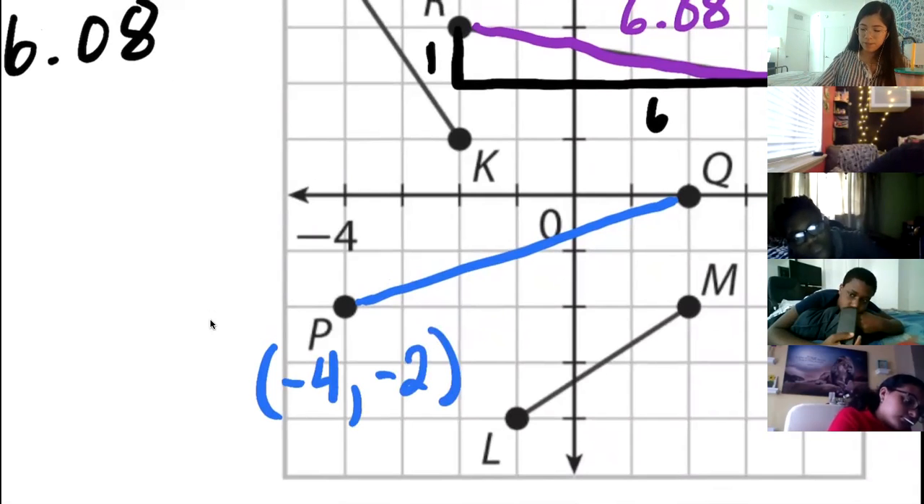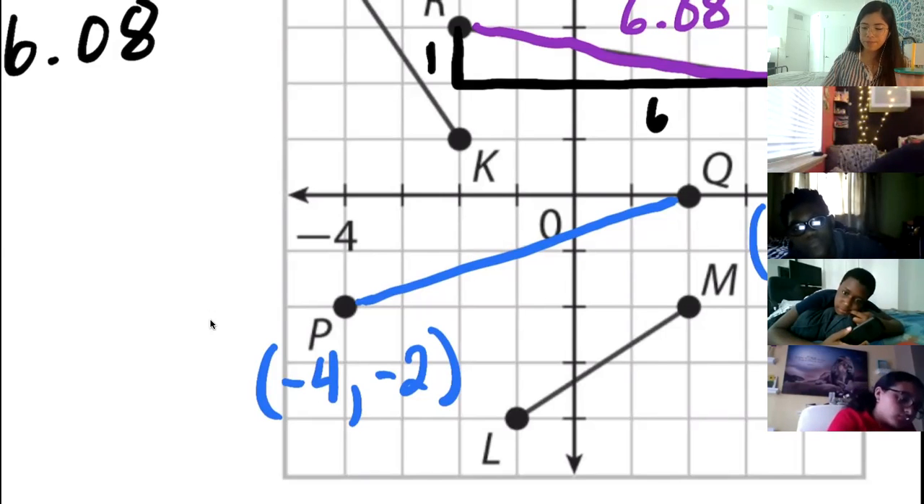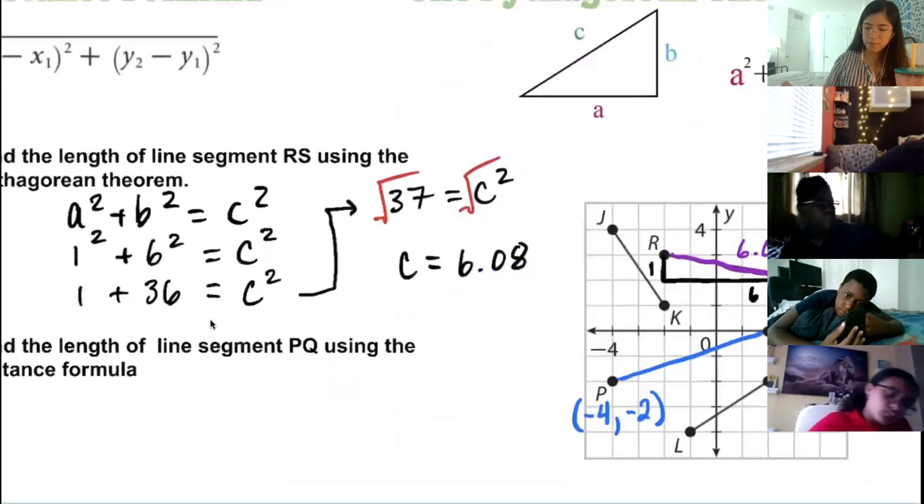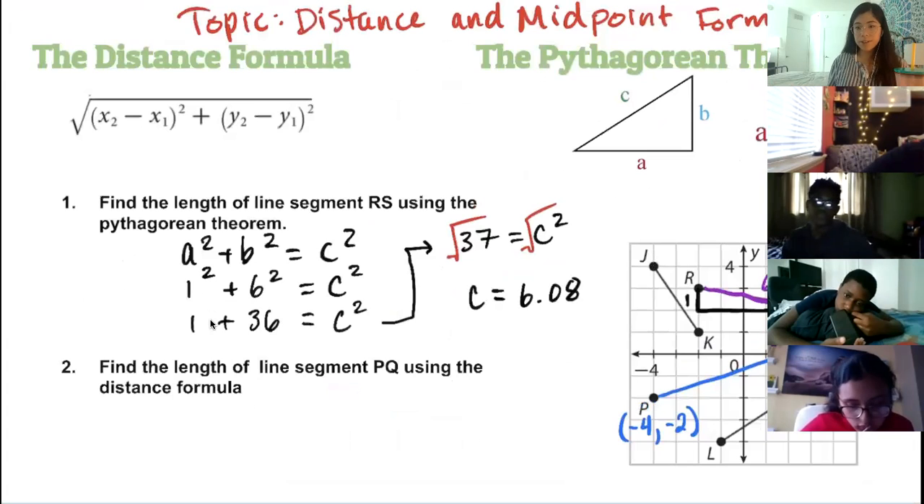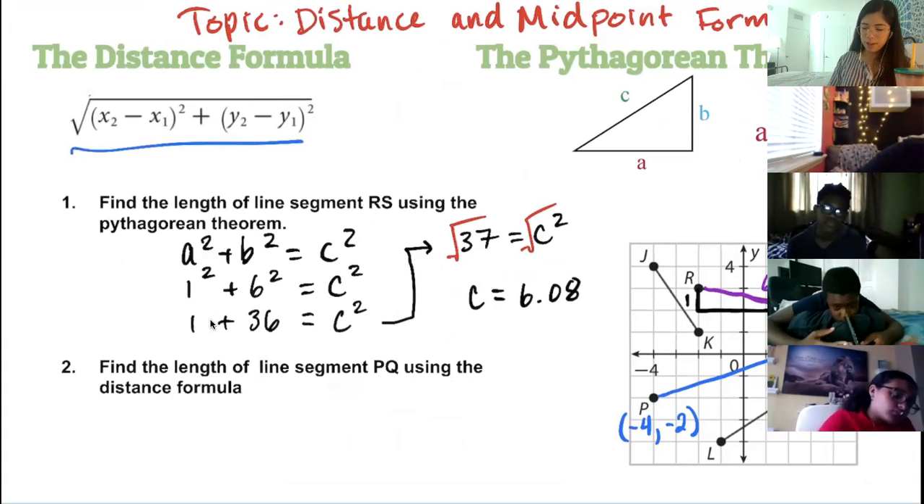And then Q is located at 2 comma, it's right on the x-axis, so it's 2 comma 0. Okay. So that's the first thing you have to do, is know the coordinate points. Then you use the coordinate points and plug them into our distance formula.